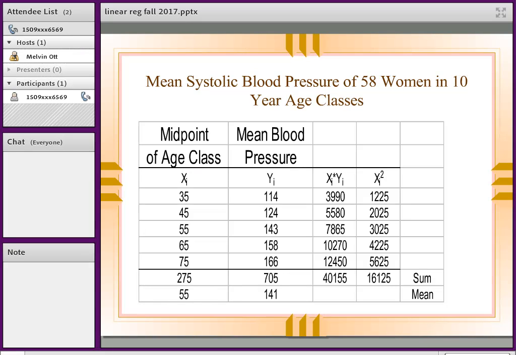Then, calculating those things that I needed for my formula, I did the x sub i, y sub i. So 35 times 114 should give me 3990. X sub i squared is 35 squared, which should be that number. I calculate all of those down there and then put the sums across the bottom. So those are all of the things that I need, with a hand calculator or with a spreadsheet, to go back and figure out what the values for B0 and B1 should be.